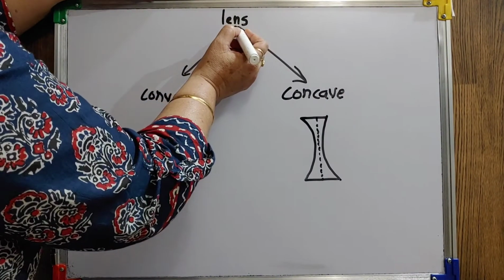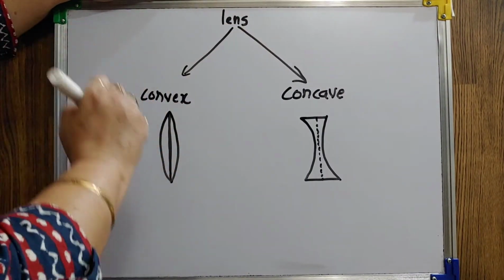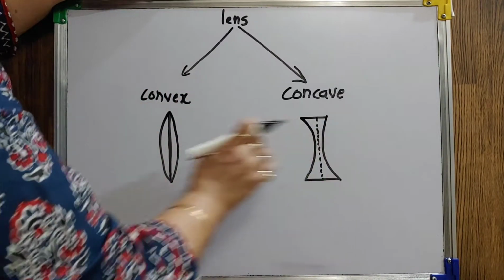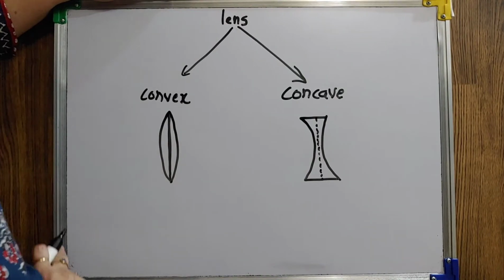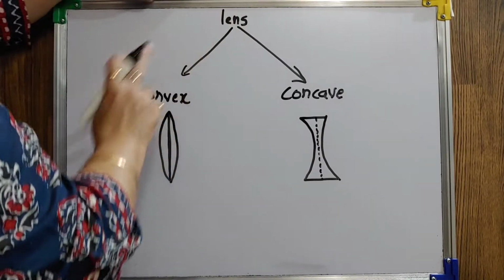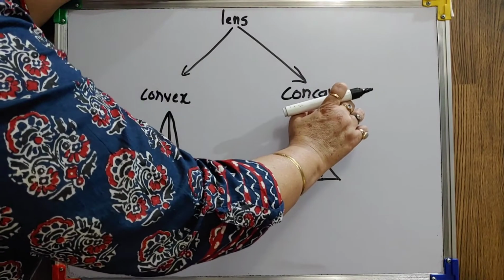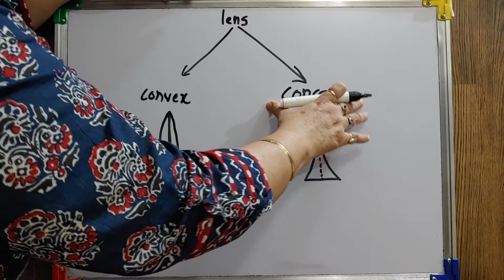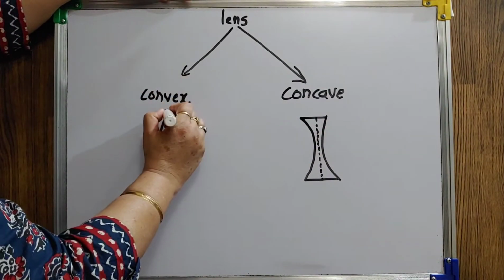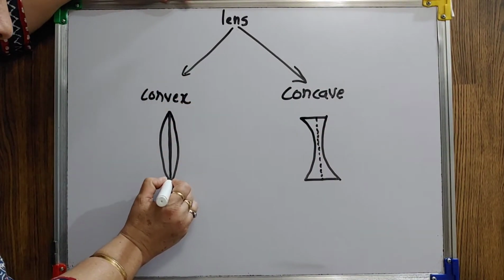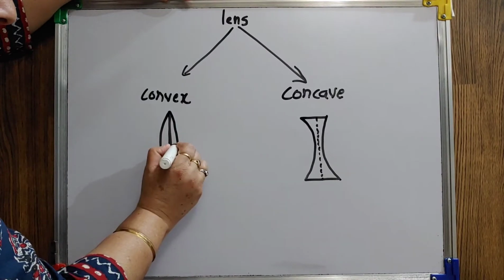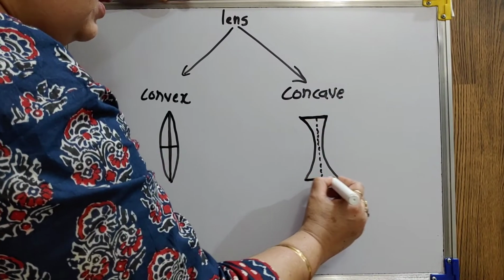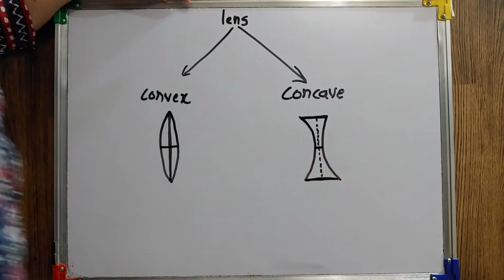Now students, a lens is a transparent refracting medium which is bounded by two curved surfaces. Generally these curved surfaces are spherical in nature. Basically, there are two types, convex and concave. We are not dealing with further parts. In convex, when you look at the figure, the end points are thin, but the middle part is thick. And in concave, the end parts are thick and the middle part is thin.